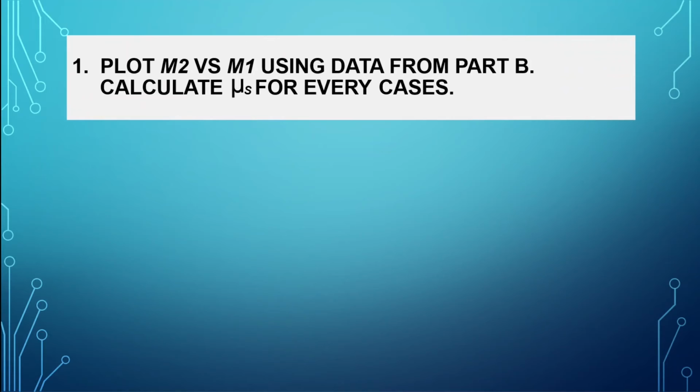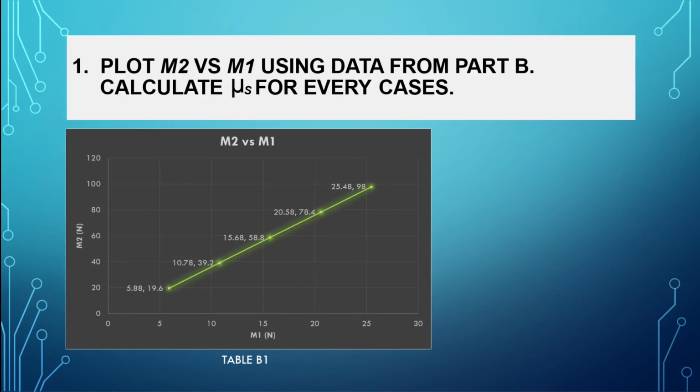Now we start question 1. Plot M2 versus M1 using the data from part B, then calculate mu s, which is the coefficient of friction, for every case. So, by the table that we have calculated just now, we just insert the values into Excel and plot a line graph. Your graph will look like this, and you can see it increases linearly, but it does not pass through 0. So how do we calculate mu s?